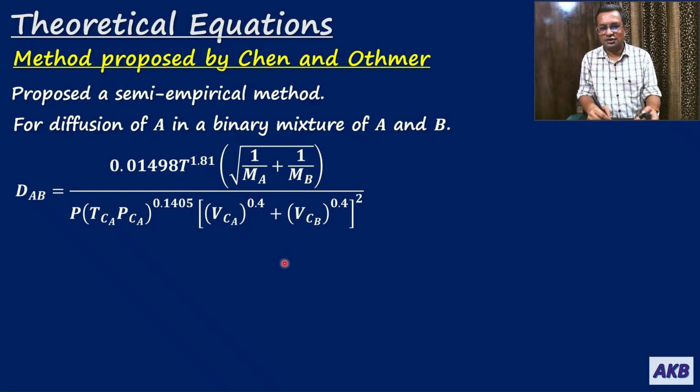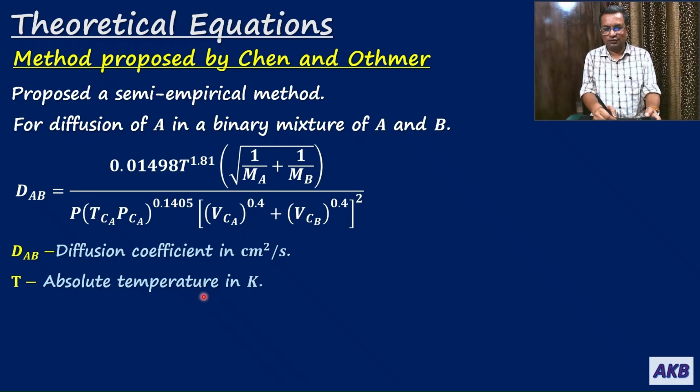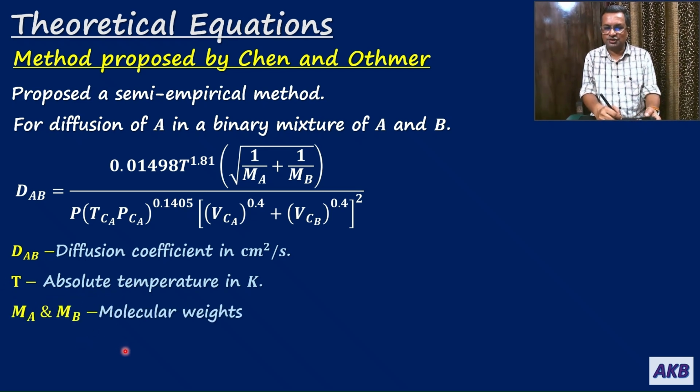Now what are the terms involved in this equation? Let us know. DAB is the diffusion coefficient. You are going to get it in centimeters square per second if you use the system of units that I am going to tell you. T is the absolute temperature in Kelvin. MA and MB are the molecular weights of A and B respectively. P is the total pressure and you have to use it in atmosphere.